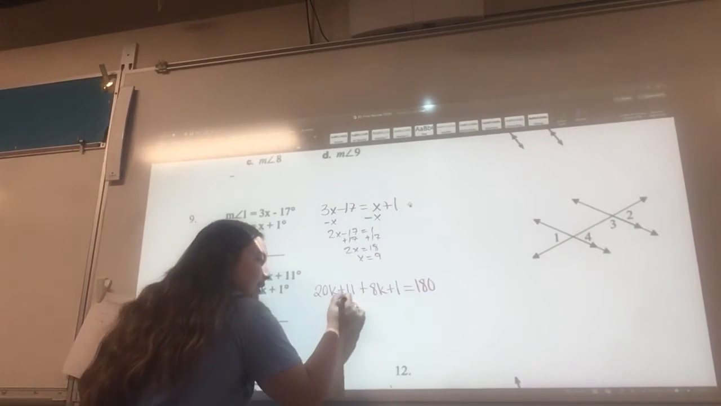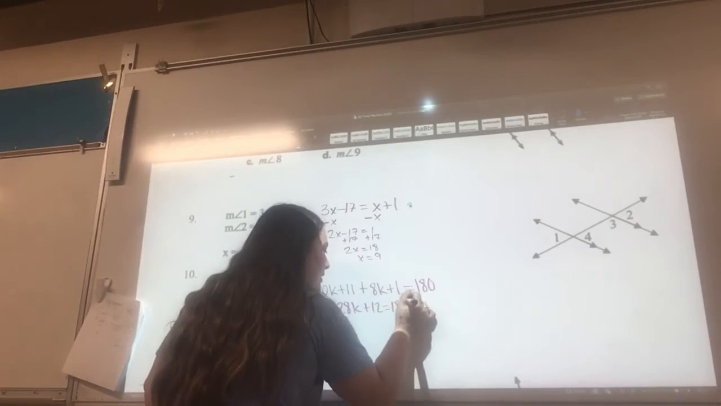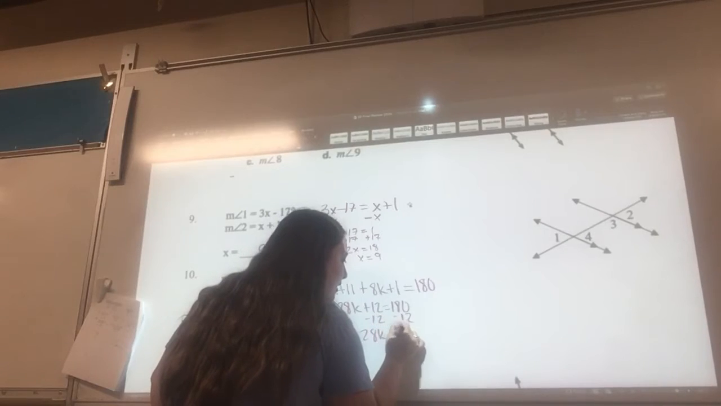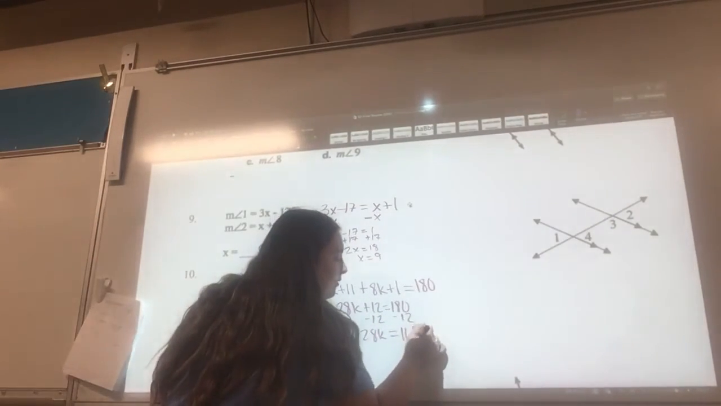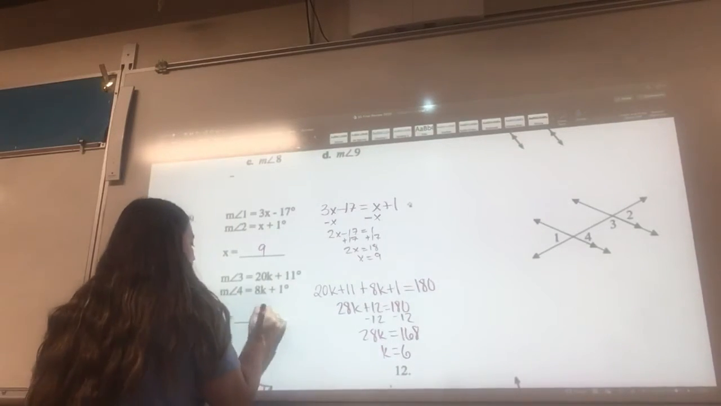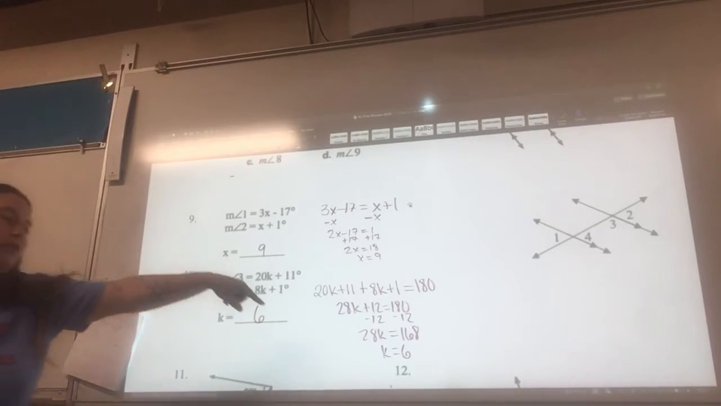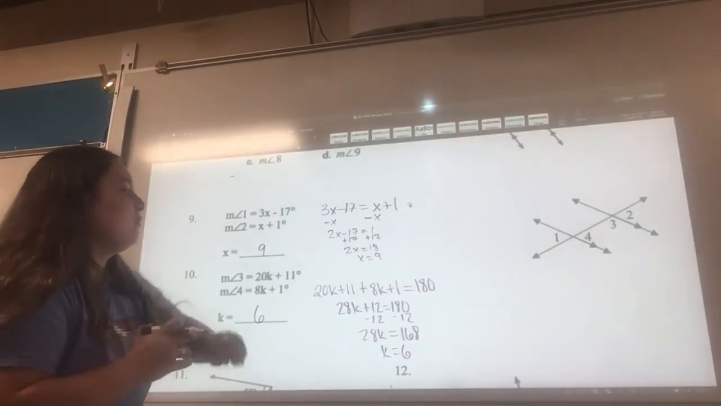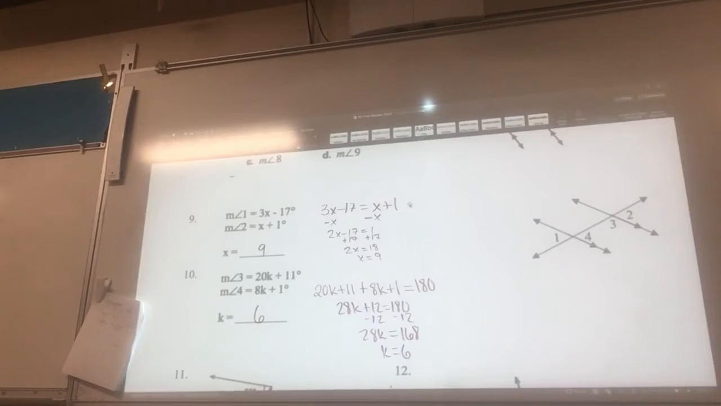So we combine our like terms to get 28K plus 12 equals 180. We subtract 12, we get 28K equal to 168. We divide by 28, we're going to get x equals 6. Just remembering transversals and what those all mean. Vertical, they're the same. Corresponding, they're the same. If they are neither of those, you add them to equal 180. Okay?